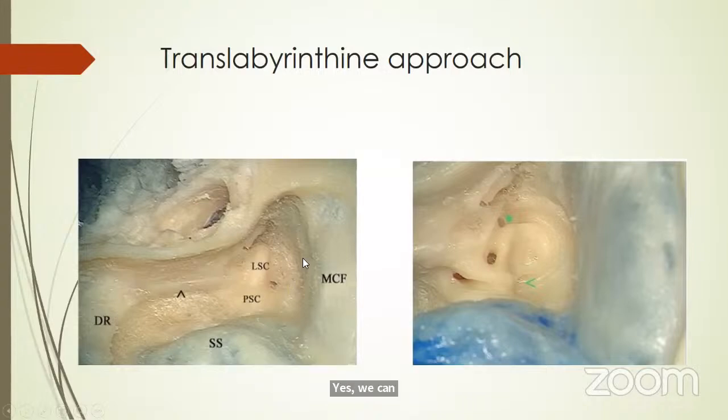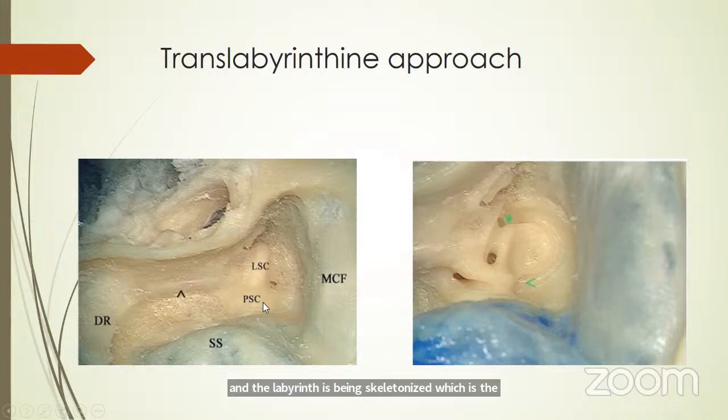Yeah, this is the left side, where the middle cranial fossa, the sigmoid sinus, and this is the anterior, and this is the posterior. Here you can see the canal wall is intact, and the facial nerve is being delineated, and the labyrinth is being skeletonized. This is the lateral semicircular canal, this is the superior semicircular canal, this is the posterior semicircular canal.